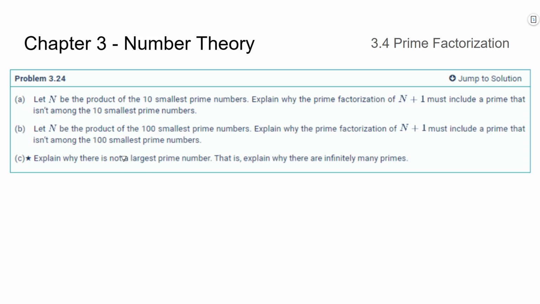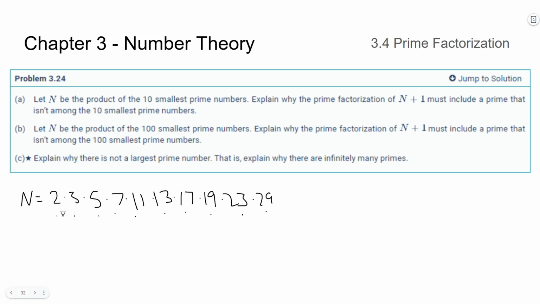So n is going to be the product of the 10 smallest prime numbers. Now, what are the 10 smallest prime numbers? Well, I have them right here, so I'll tell you. It is 2 times 3 times 5 times 7 times 11 times 13. Not that this really matters, but I'll write them all out just in case you're curious. Times 17 times 19 times 23 times 29. Is that 10? 1, 2, 3, 4, 5, 6, 7, 8, 9, 10.